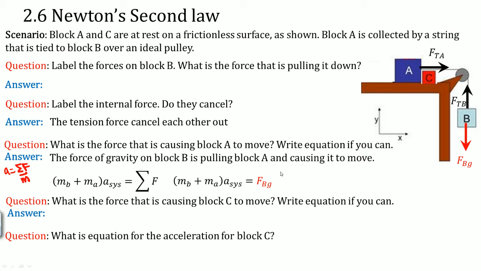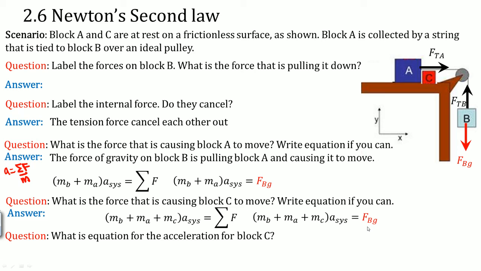Here's the question then. What is the force that's causing C to move? Because if you let the system go, B is going to fall down and C is going to be moved. But the rope is on A. Why does C move? Well, C will move if we add it to the system. So for the system's mass, I just add MC, and we just set that equal to the force of BG.